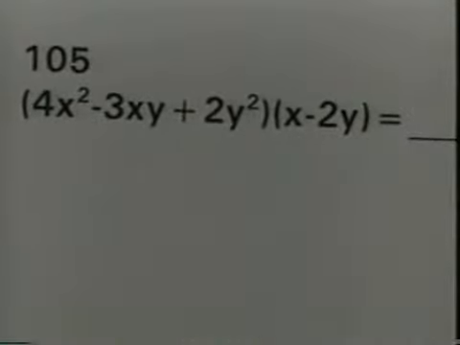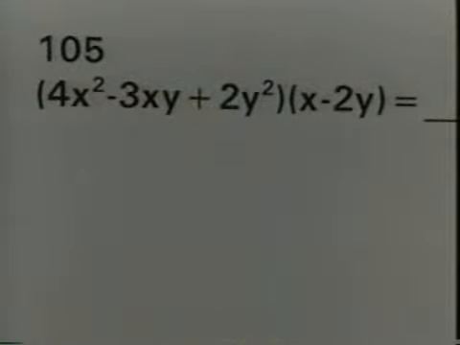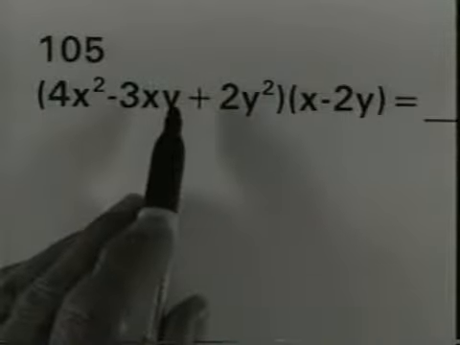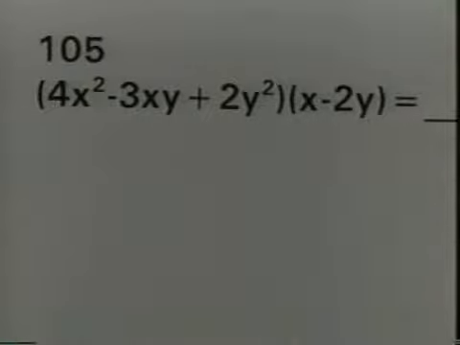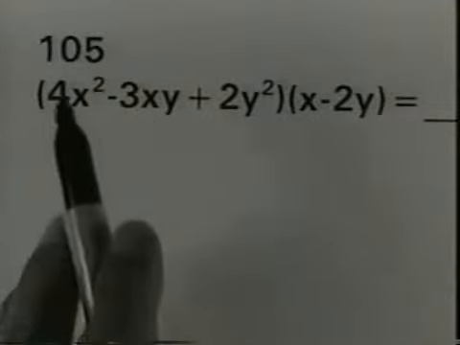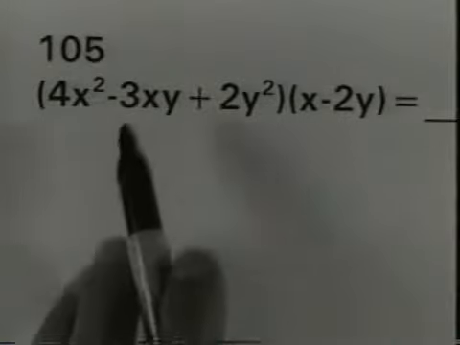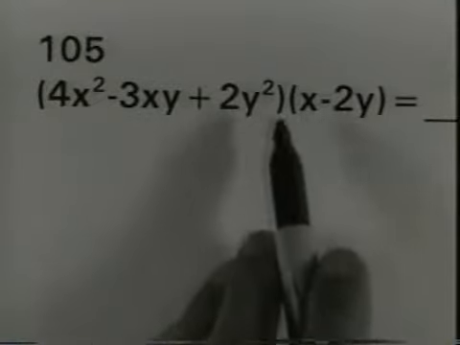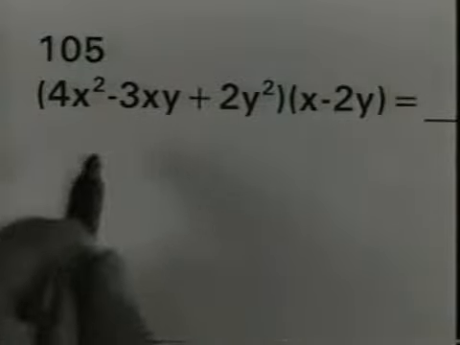Let's look at another example. Let's multiply 4x squared minus 3xy plus 2y squared by x minus 2y. I multiply the 4x squared by both of these terms, the 3xy by both of these terms, and the 2y squared by both of these terms. In other words, you multiply everybody by everybody.